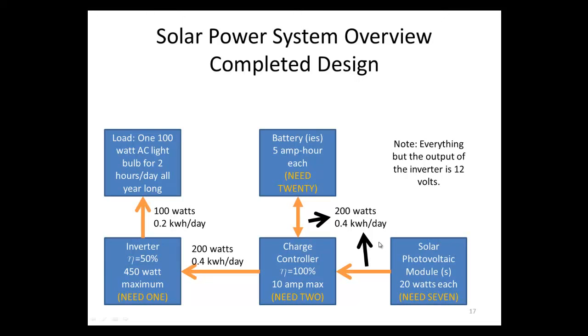Okay, so lastly, we just want to review that we're finished with our solar power calculation now. We started off, we know we needed 1 inverter, right? We needed 2 charge controllers, we needed 20 batteries, and we needed 7 solar modules. The next step would be to see how expensive this system would be. And I'll leave that as an exercise for you.